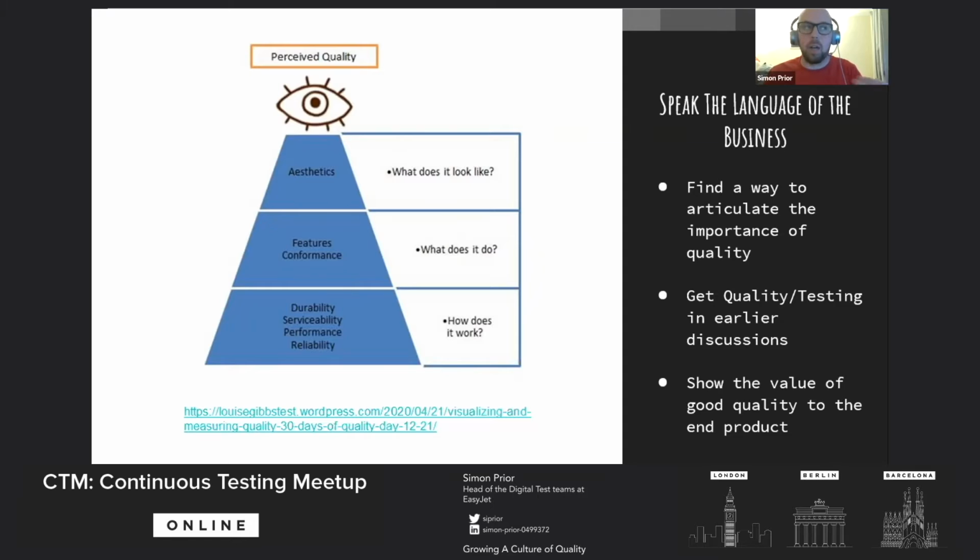And then you start having that in. I like this diagram from Louise Gibbs that she put. I thought it was a really simple way of displaying what perceived quality looks like to the users. So depending on the level you're working at or the business are at, you can certainly articulate how best it comes through.